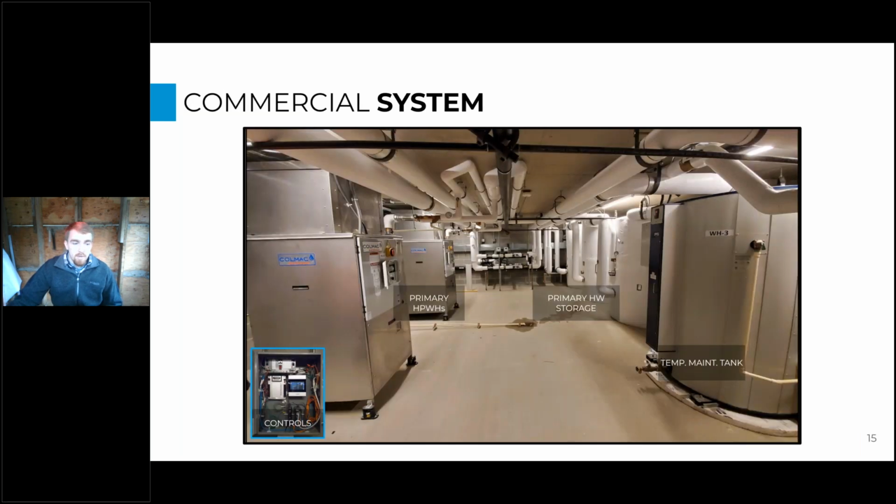And then a commercial system, on the other hand, is almost always going to have that temperature maintenance system. And a lot of times it's going to have primary heat pump water heaters that are actually separate from the primary storage. So here we have the basement of a multifamily building that we designed, where you can see there are 2 heat pump water heaters over here, and they're feeding this in-series storage here. So they're 2 separate components, and then we have the temperature maintenance system over here, and then we have a central controller that ties all these components together.